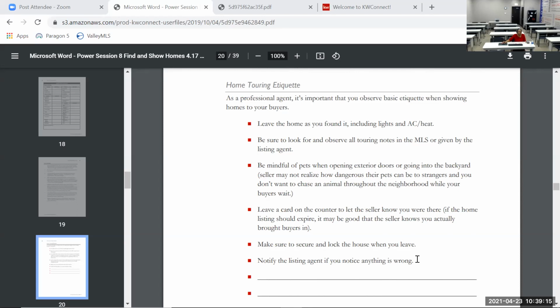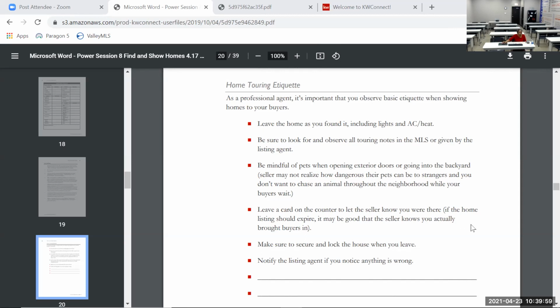Leave a card on the counter to let the seller know that you were there. If the home listing should expire, it may be good that the seller knows you actually brought buyers in. So leave a card on the counter. It's for the listing agent to know who was in and out, even though you're using ShowingTime, but still leave a card to let them know that yes, you were there, you did show the house. It also benefits because if the listing is withdrawn or expires for any reason, when that seller gets ready to list the house again, they have these cards. Now they have other agents they can interview if they are choosing not to use the previous agent they used.